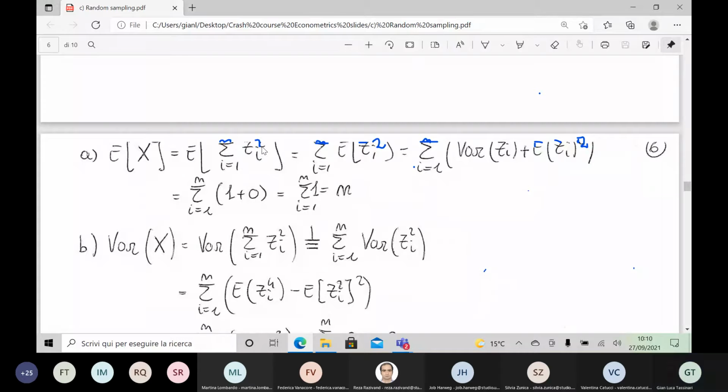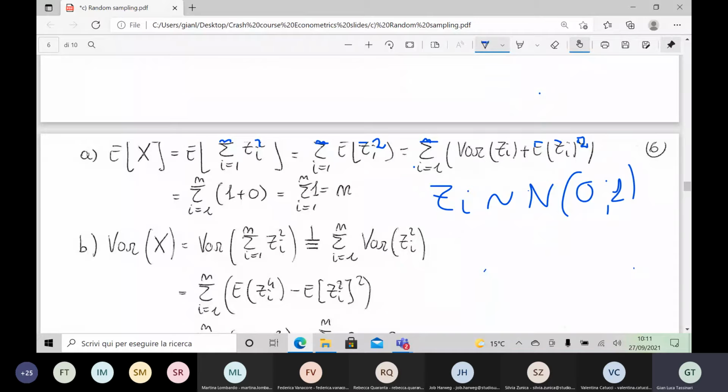Now, which is the expectation of a sum? You see, guys, I always apply the same property. So study, because it's not difficult. The expectation of a sum is the sum of the expectations. Now, which is the expectation of zeta i squared? Let me add something. In general, remember, zeta i follows a normal 0, 1, all the zeta i, and we want to find the expectation of zeta i squared.